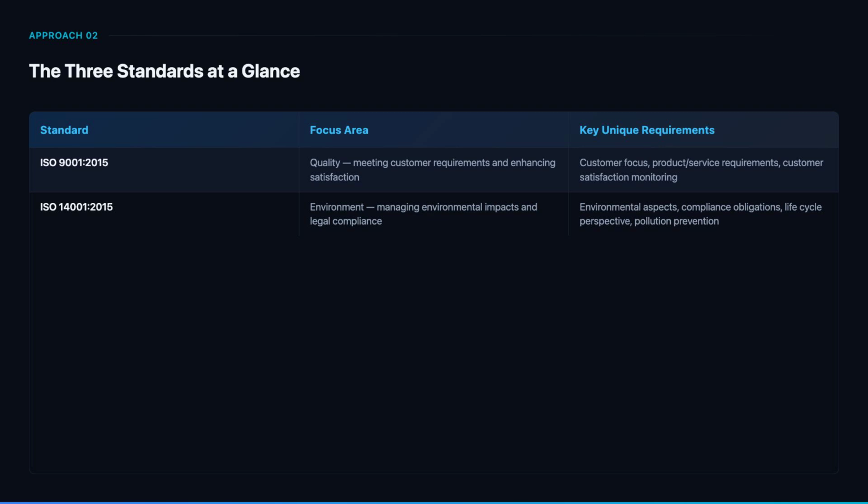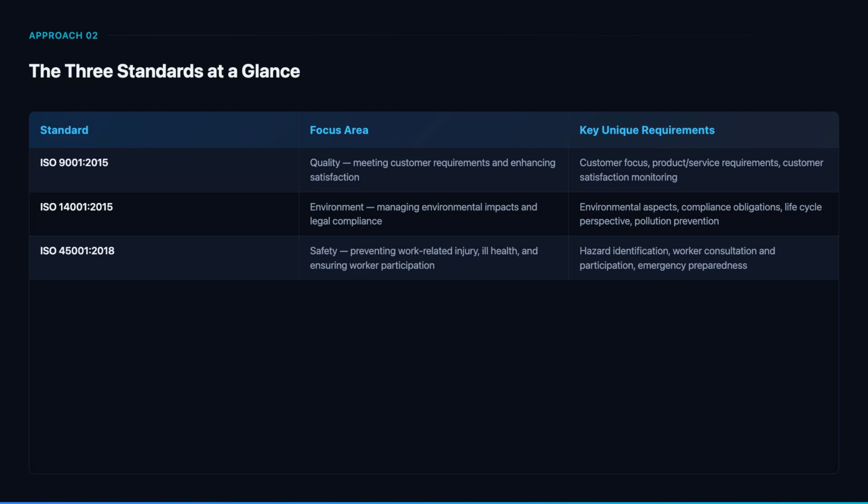ISO 14001 focuses on environmental management, specifically identifying and controlling environmental impacts and ensuring compliance with environmental regulations. Its unique requirements include identifying significant environmental aspects, evaluating compliance obligations, adopting a life cycle perspective, and committing to pollution prevention. ISO 45001 focuses on occupational health and safety, preventing work-related injuries and ill health.